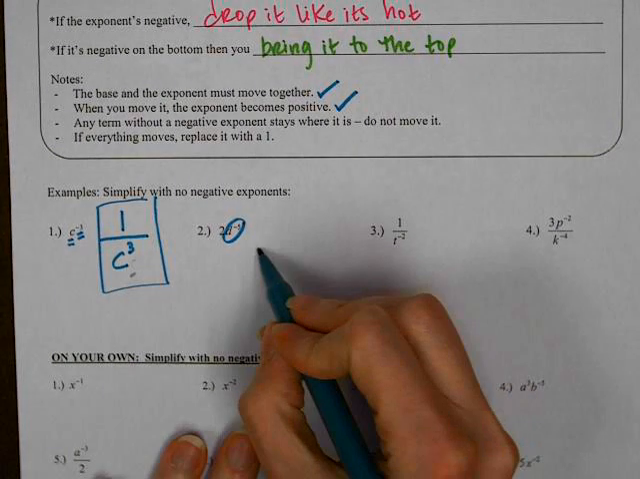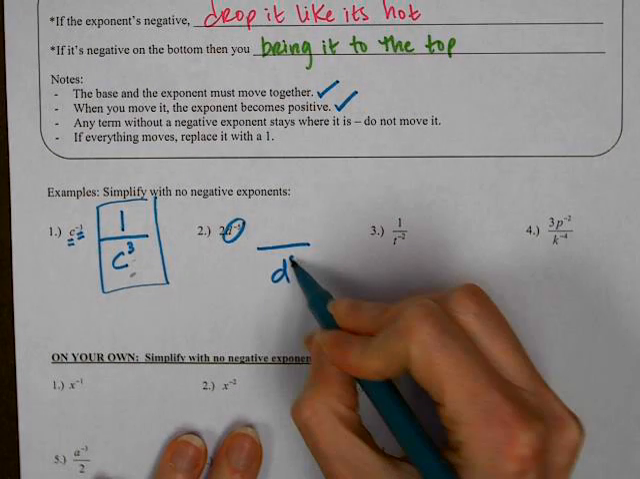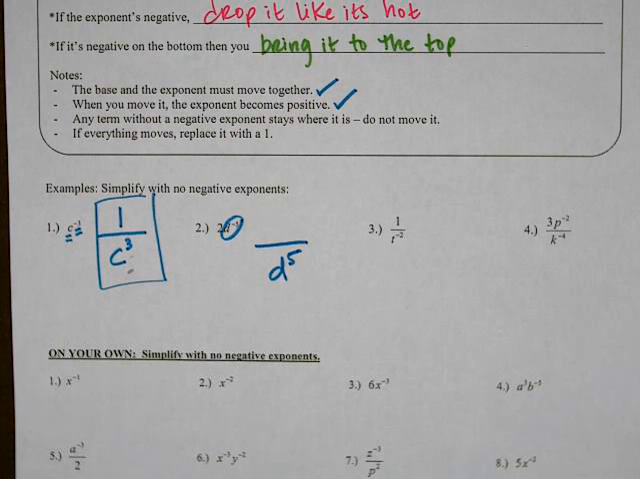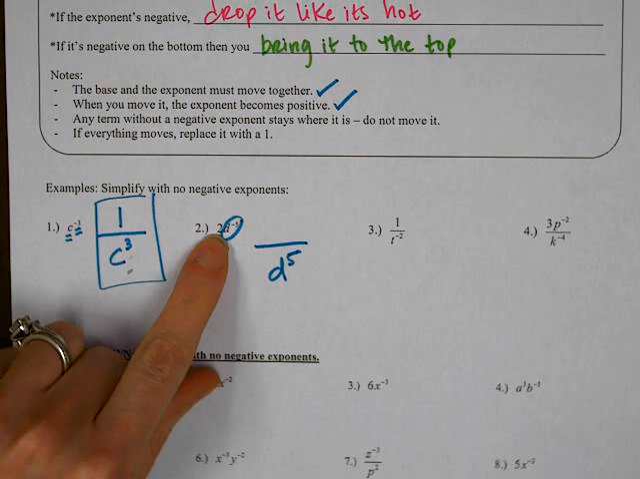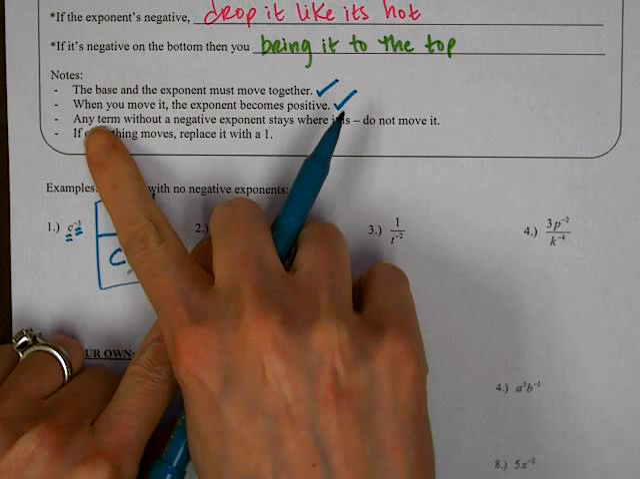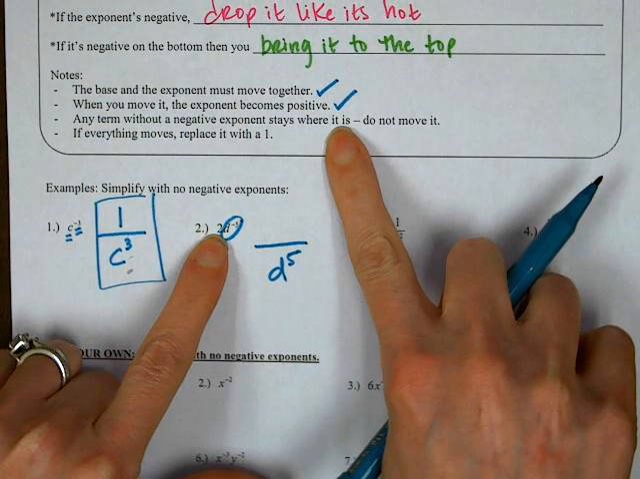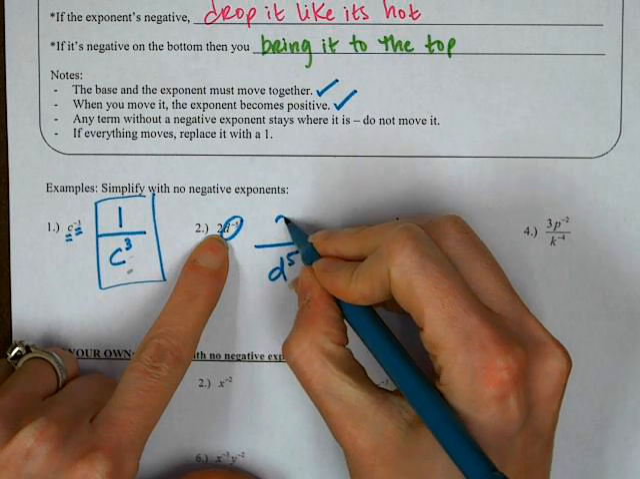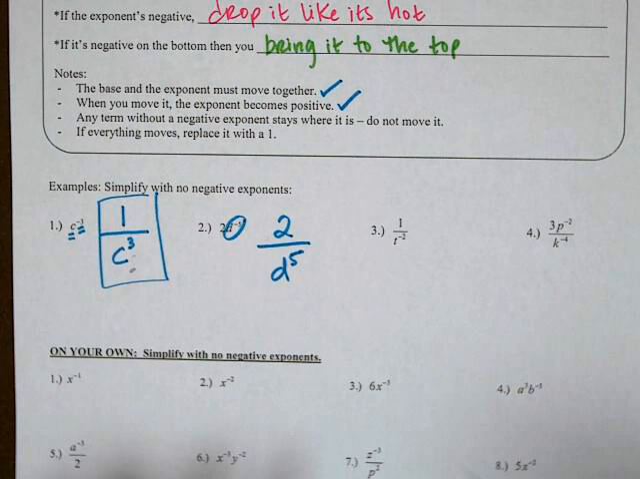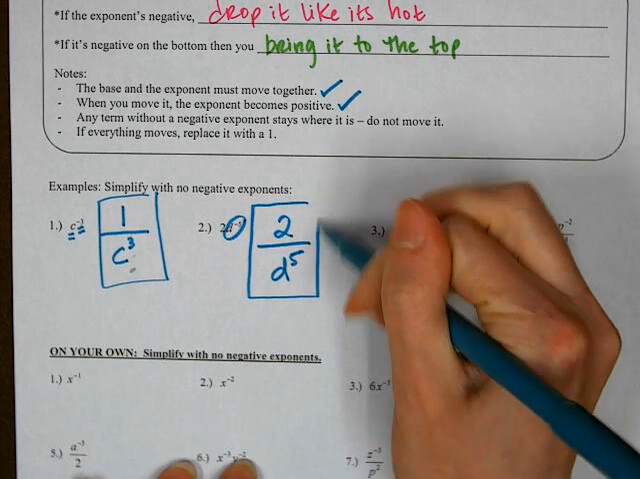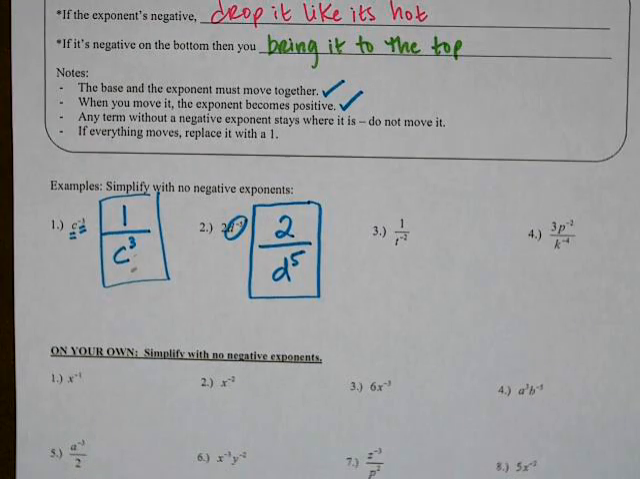All right, so the d to the 5 drops, and remember when you drop it, it becomes positive, but then there's still a 2. Okay, so this rule: any term without a negative exponent stays where it is. So that 2 is going to stay where it is. It's not going to drop. And we'll see some more of those.